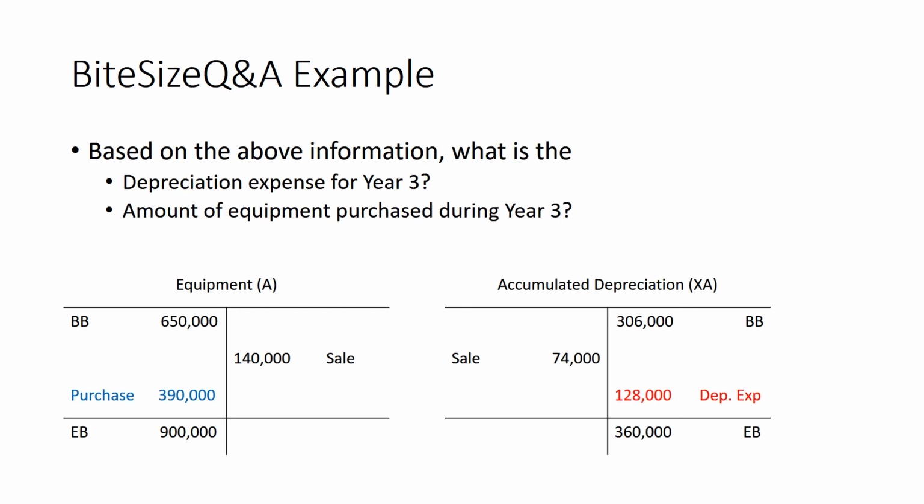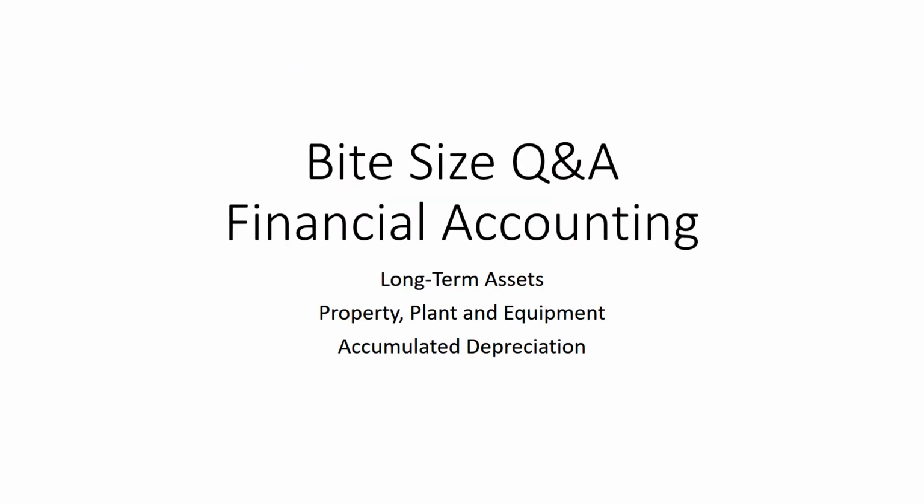So using the information that we have, we found that the depreciation expense for year 3 is $128,000 and the firm purchased $390,000 worth of equipment. And now you know all about the relationship between property, plant, and equipment and accumulated depreciation.